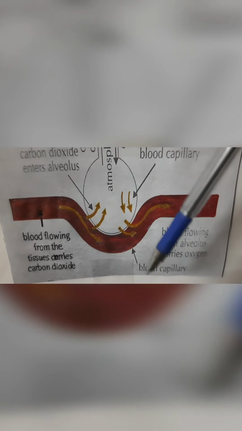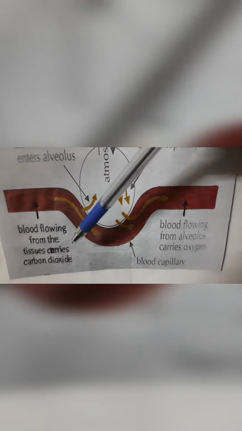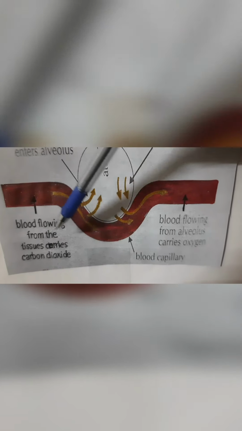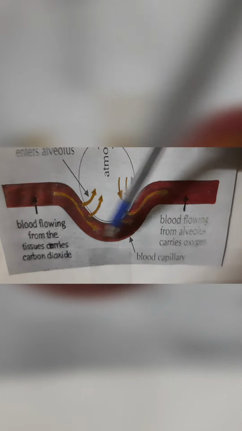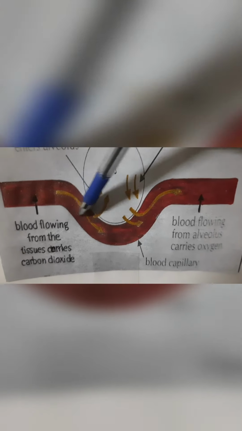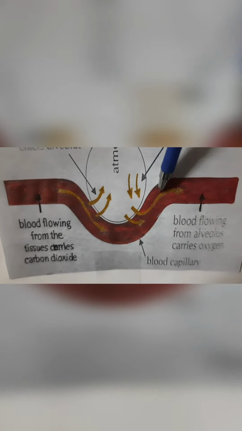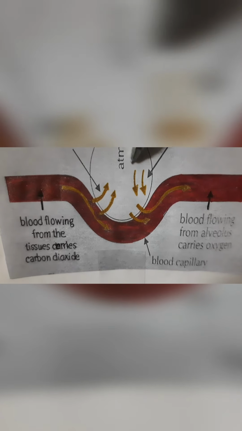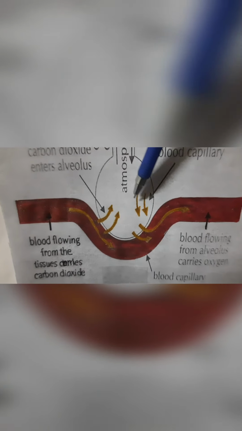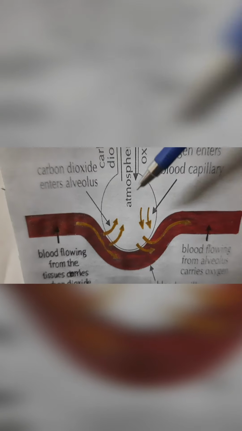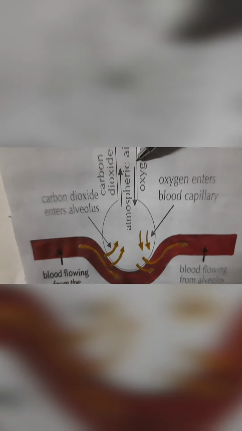Similarly, carbon dioxide produced by breaking down of food during the internal respiration enters the blood. Blood carries carbon dioxide to the alveoli in the lungs. From the lungs, carbon dioxide is removed along with the air we breathe out. In this way, exchange of gases takes place in the alveolus, that is the air sac in our lungs.